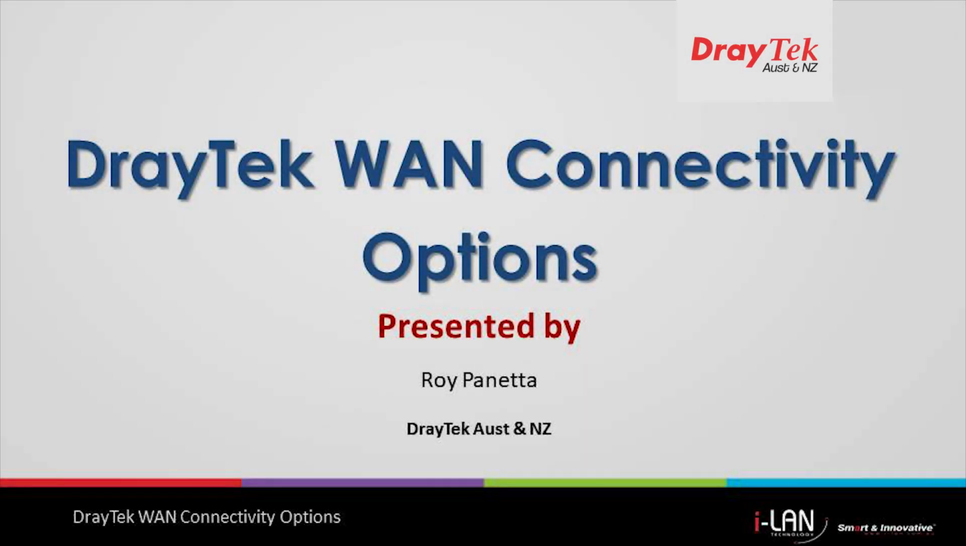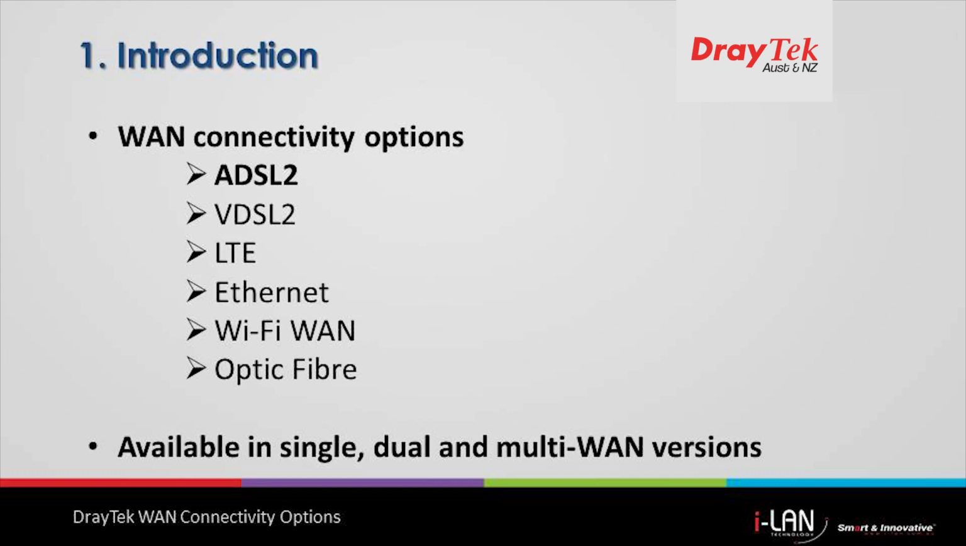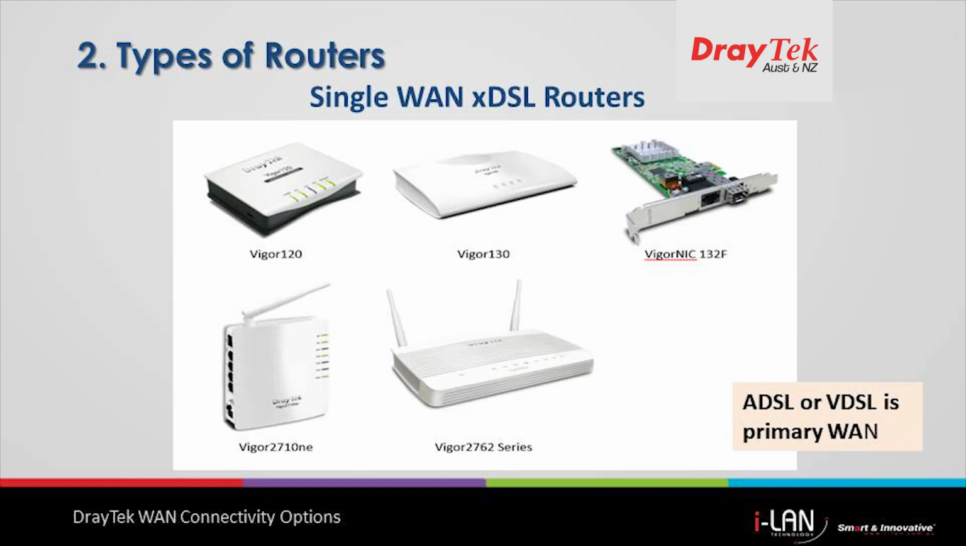In this course we will look at the different types of WAN connectivity options available in DrayTek routers. Supported WAN connectivity options include ADSL2, VDSL2, LTE, Ethernet, Wi-Fi WAN and optic fiber. WAN options available vary depending on the router model and type.